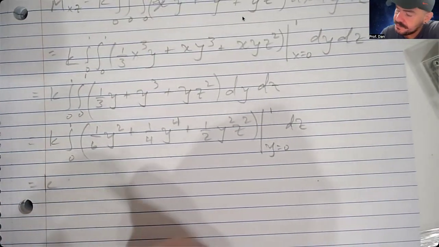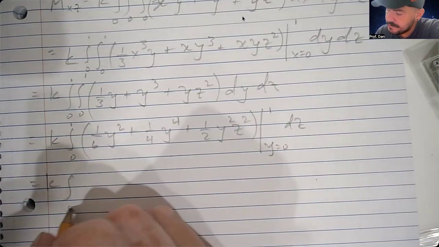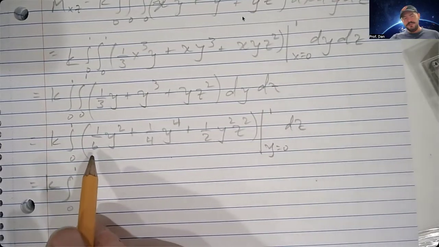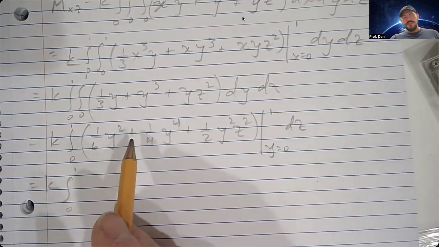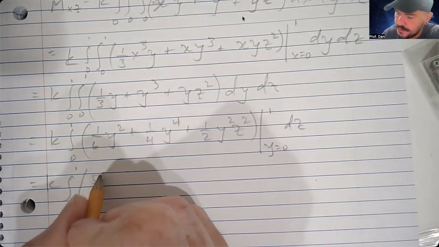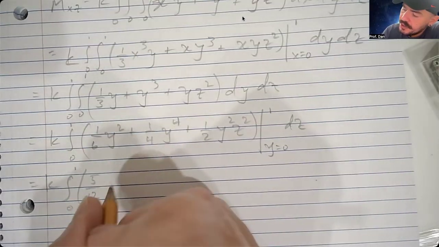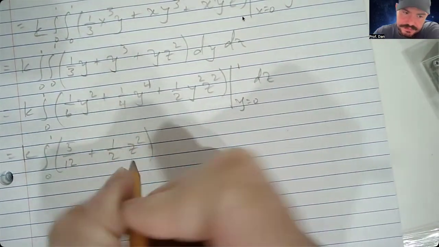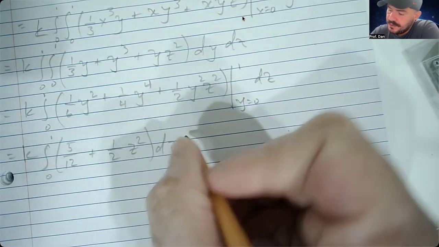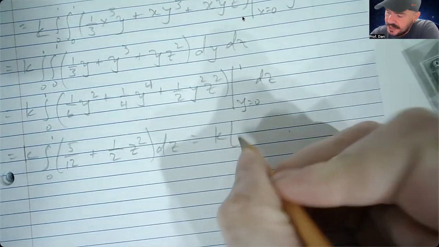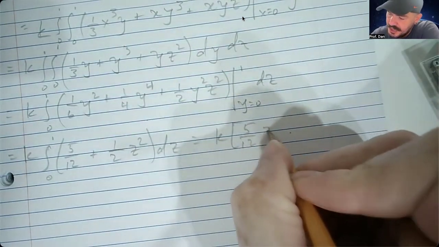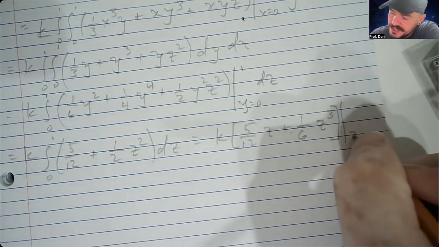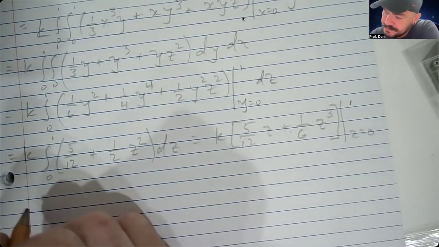So then, if I plug my numbers in, I end up getting 1/6 plus 1/4, right? This would be 2 over 12 plus 3 over 12. So that gives me 5/12 plus 1/2 z squared. All right, and then when I take this antiderivative, we get 5/12 z plus 1/6 z cubed, and we're evaluating from z equals 0 to z equals 1.